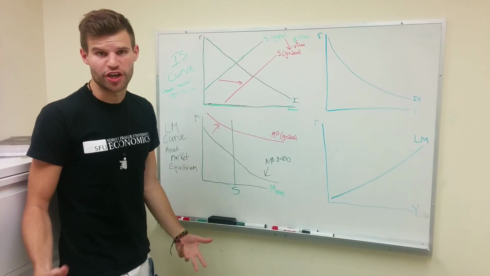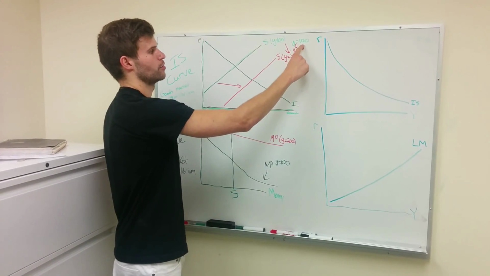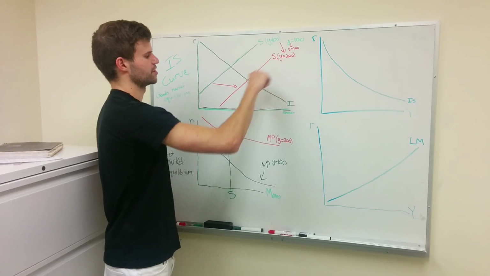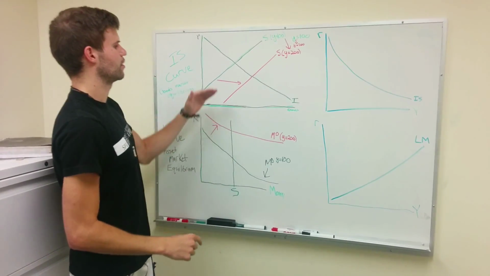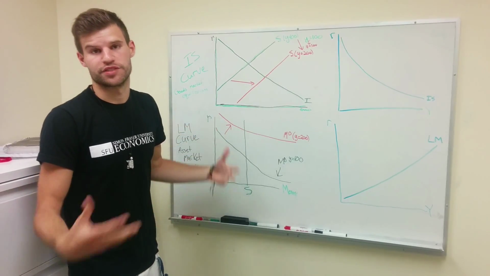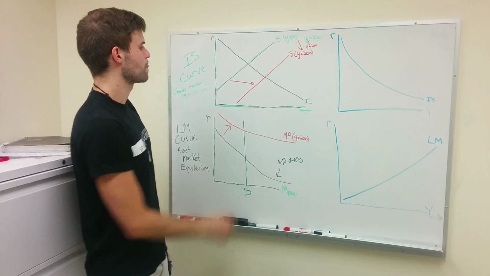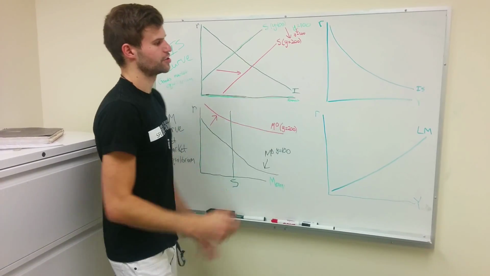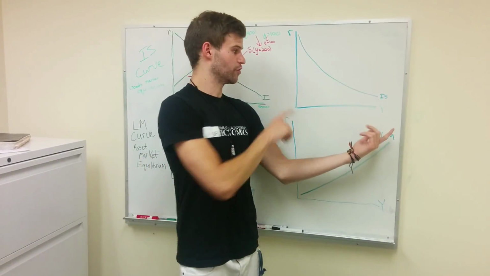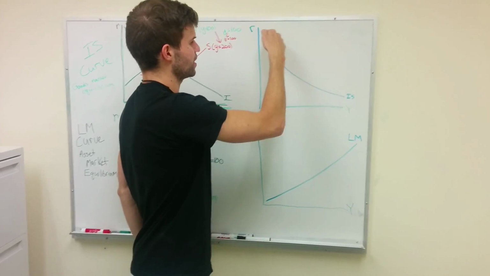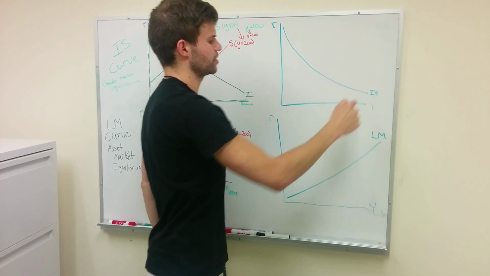If output were to go up, like let's say output was 100 for this first line, and output went up to 200 for this second line, then your savings curve would shift to the right, right? Because part of the increased income would go towards savings. And what that's going to do is lower the interest rate. And so what this represents over here is that as output goes up, the interest rate is going to decrease.